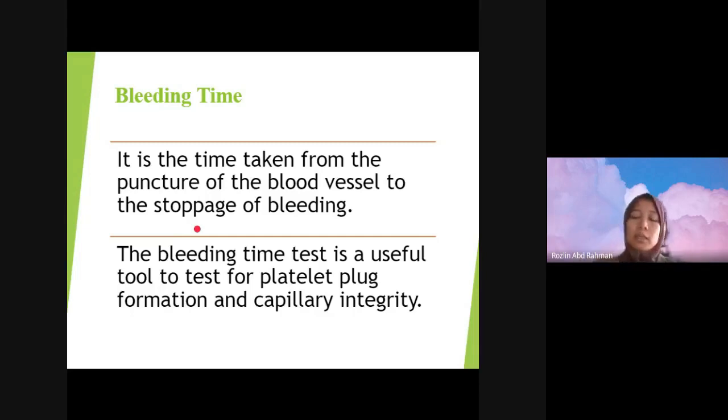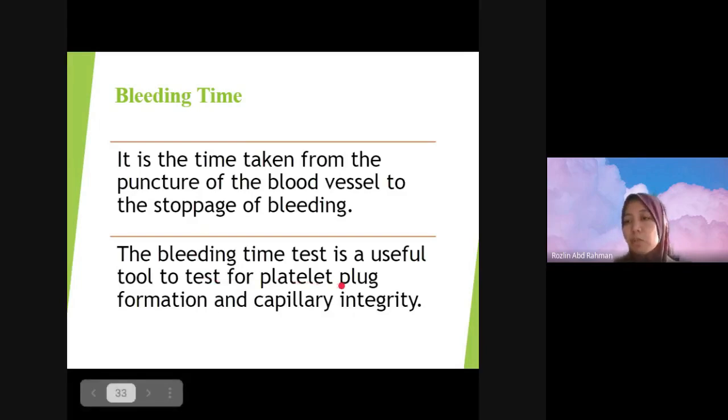So patient tu kita akan prick dekat fingertip, sometimes dekat earlobe kita prick with a special needle, and then lepas kita dah swab with alcohol. So lepas kita prick, patient tu akan wipe the blood every 30 seconds with a filter paper. So starting the prick tu sampailah bleeding stop, so kita akan kira berapa lama the bleeding stop, the bleeding time dia tu. So usually less than 6 minutes, okay, between 2 to 6 minutes.